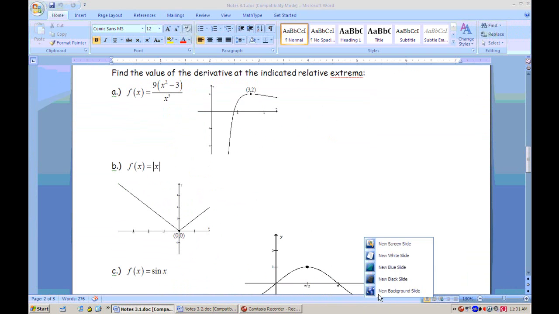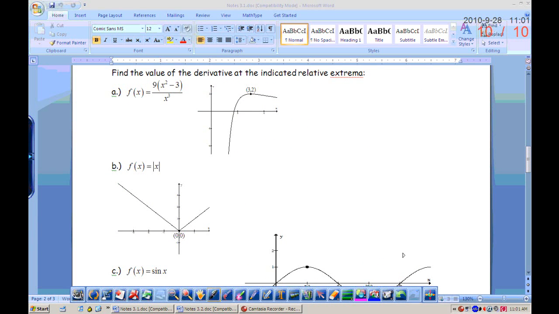Find the value of the derivative at the indicated relative extrema. All right, well, f of x is 9 times x squared minus 3 over x cubed, and we are looking for the derivative at the point 3 comma 2. So I basically want to find f prime of 3.